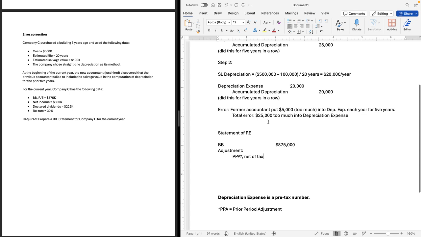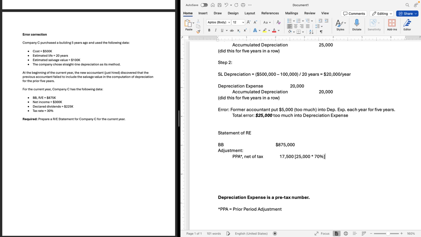Now, the first step we have to do then is to figure out what net of tax is. I know the total amount of the error. The total amount of the error is right here. It's $25,000, but that's a pre-tax number. So I have to get my calculator, and we're assuming a 30% tax rate. It says over in the problem on the left-hand side that the tax rate is 30%. So what I'm going to do now is multiply 25,000 times 70%, because if I'm paying 30% tax, the net, or what I get, is 70%, and that's going to be 17,500. So again, this number right here is 25,000 times 70%.